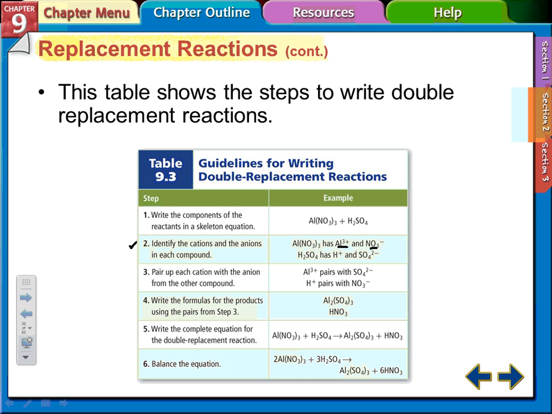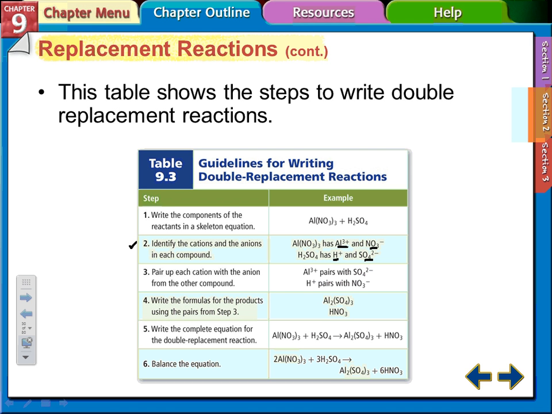The hydrogen is the cation, and the anion is the sulfate. So what happens in double replacement? They switch places, right? The aluminum now gets with the sulfate, and the hydrogen gets with the nitrate. So we switch those and balance those two things, right? We have the 3 and the 2. Remember, we switch the 3 and the 2.